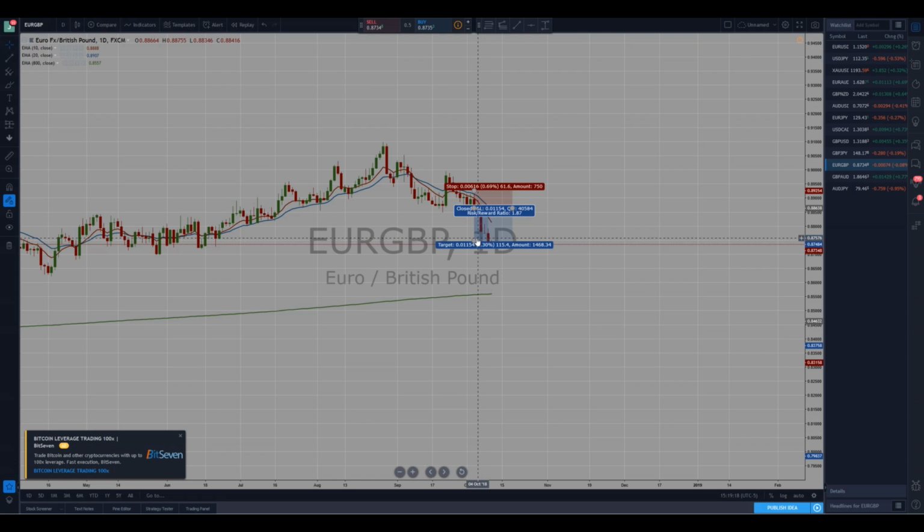Still. So there you go. That would have just hit take profit today. That's example number 1. I guess this would have been example number 2. Maybe this one would have gotten stopped out.